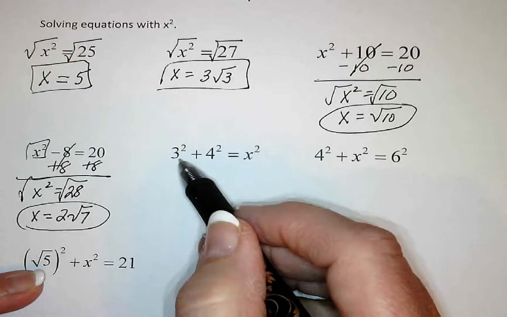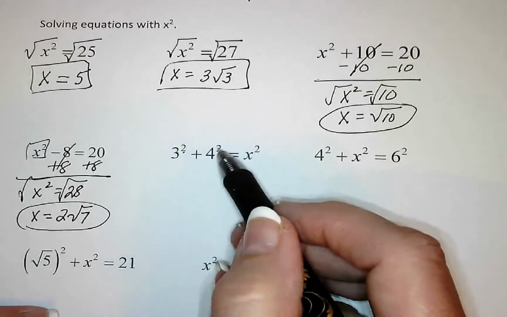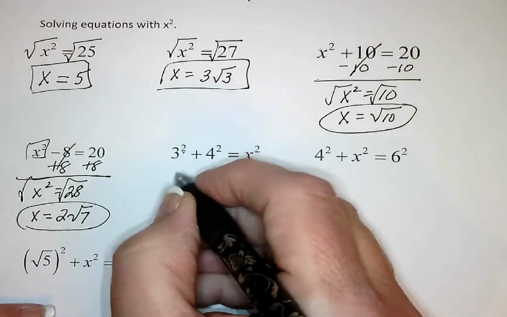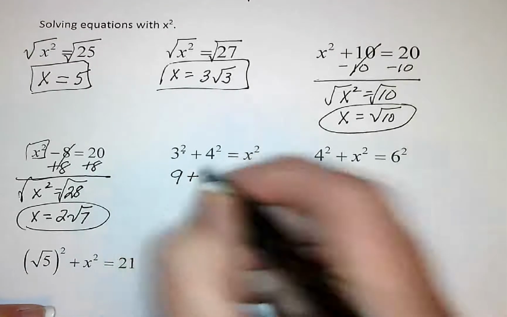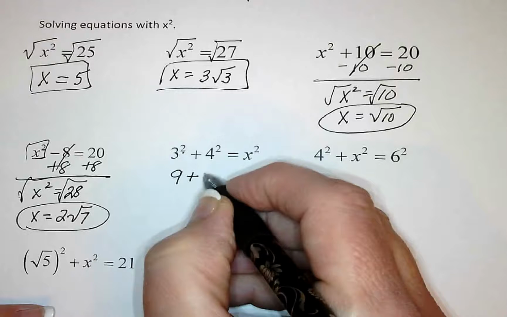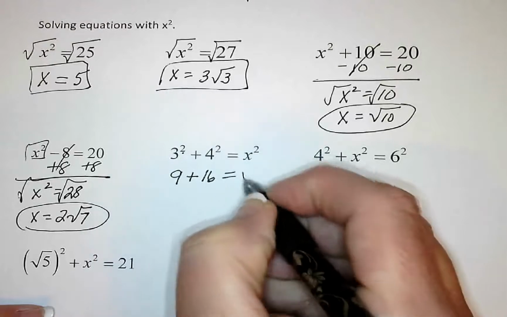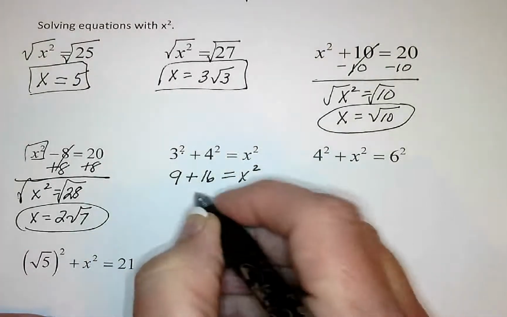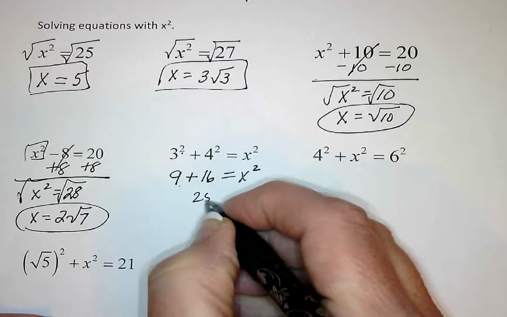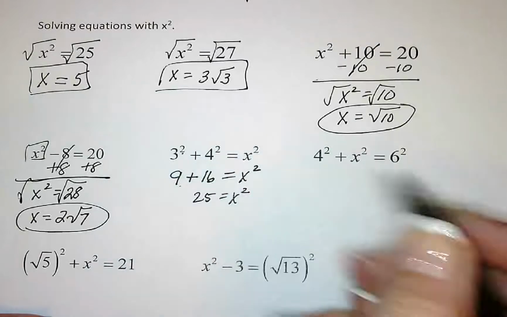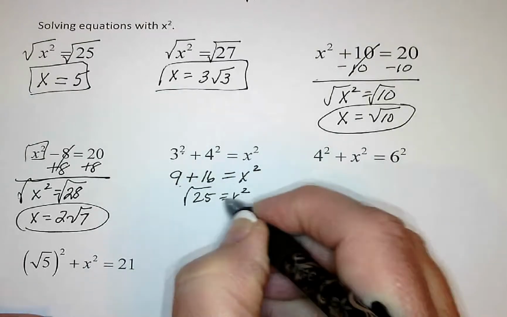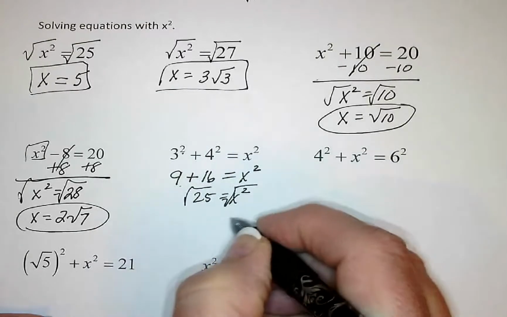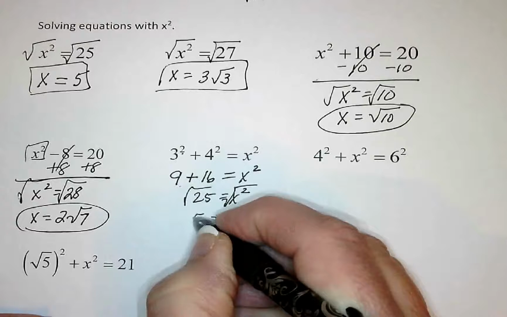We have to follow our order of operations on this one. We want to make sure we're doing the squared parts first. So 3 squared means 3 times 3, or 9. 4 squared is 4 times 4, or 16. And that's going to equal my x squared. So I'm going to combine these like terms over here. 9 plus 16 is 25. And then again, because x squared is over here, I'm still going to square root. So x is going to equal 5.